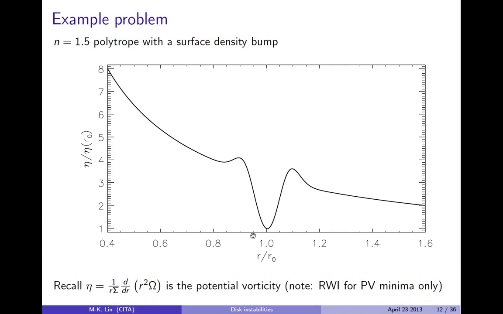That is to say, the boundary conditions imposed at 0.4 and 1.6 won't be a crucial factor, won't affect the solution too much. And it's also important to note that in the non-magnetized, non-self-gravitating case, the Rossby wave instability is associated with potential vorticity minima only.